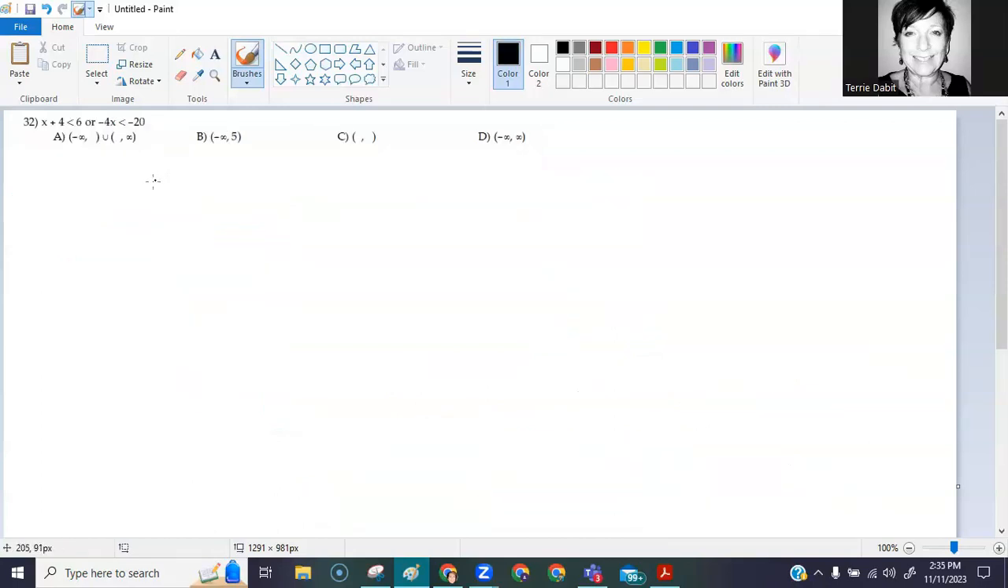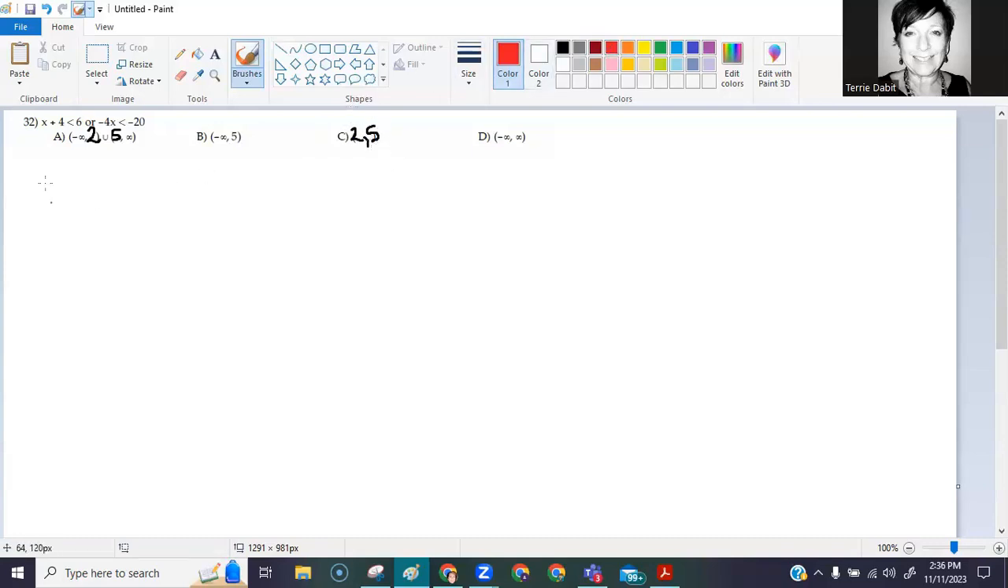I want to start on number 32, because you will see there are some numbers missing. There needs to be a 2 right here and a 5 right here. And then on C, this will be 2, 5.